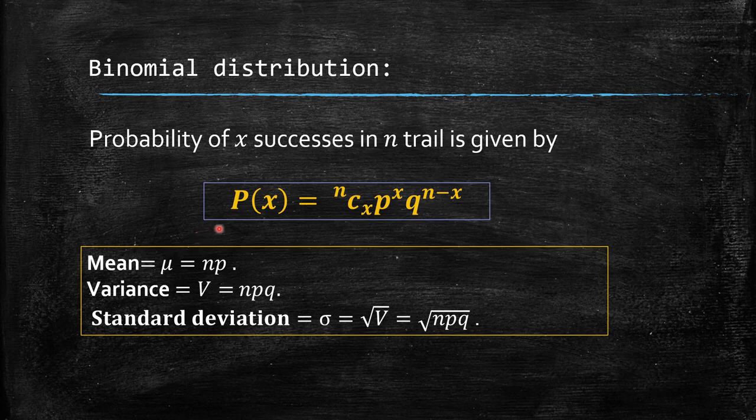So the probability function here depends on two parameters: the total number of trials n and the probability of success p. We also took the mean mu equal to np, variance v equal to npq, and standard deviation sigma, the square root of variance, that is root npq.